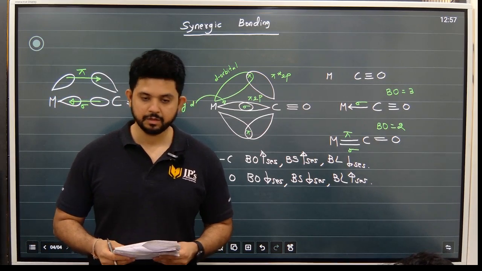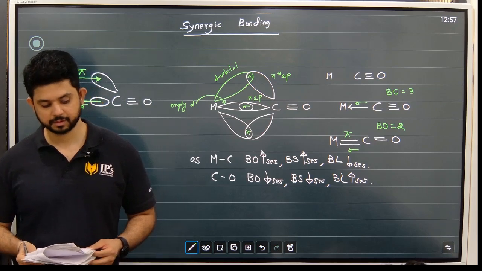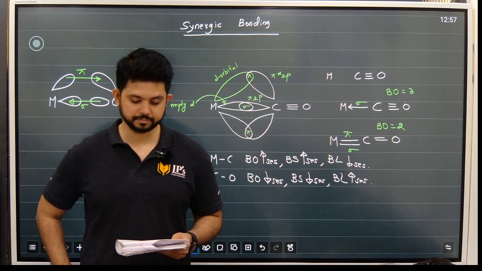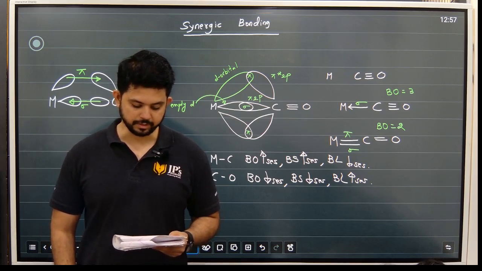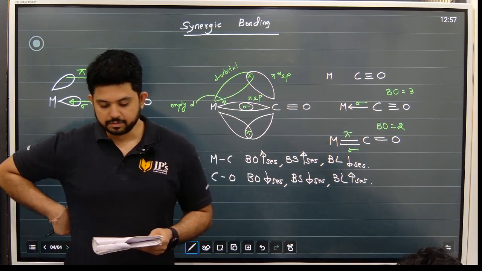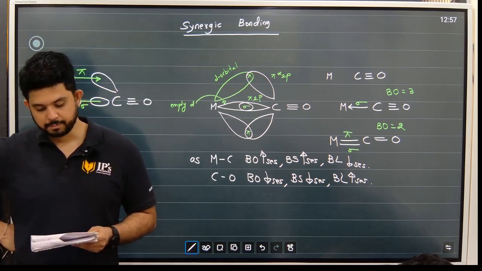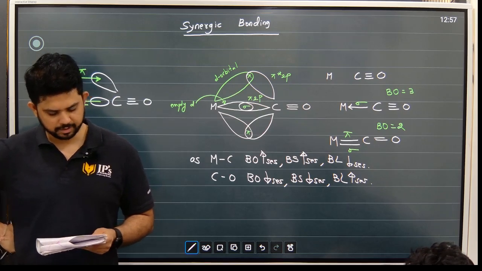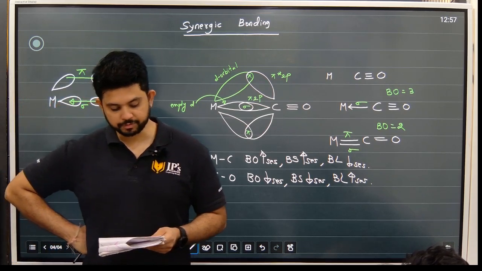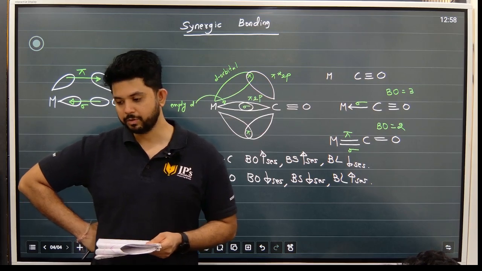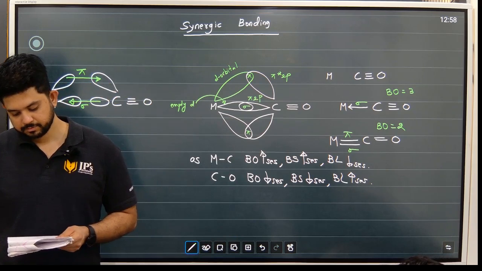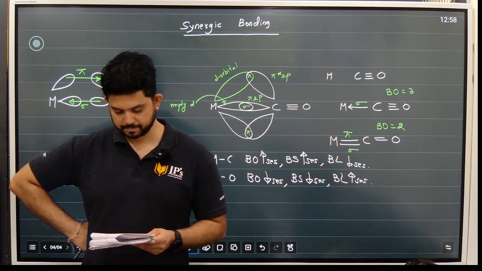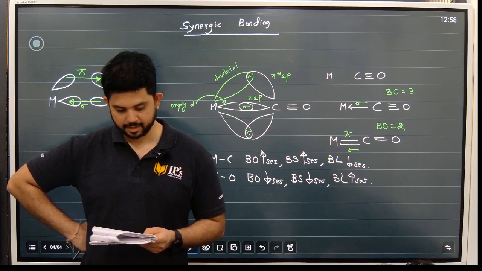Next point. The first overlap takes place between the filled bonding pi 2p orbital of CO with the empty d orbital of the metal. And a sigma bond is formed.